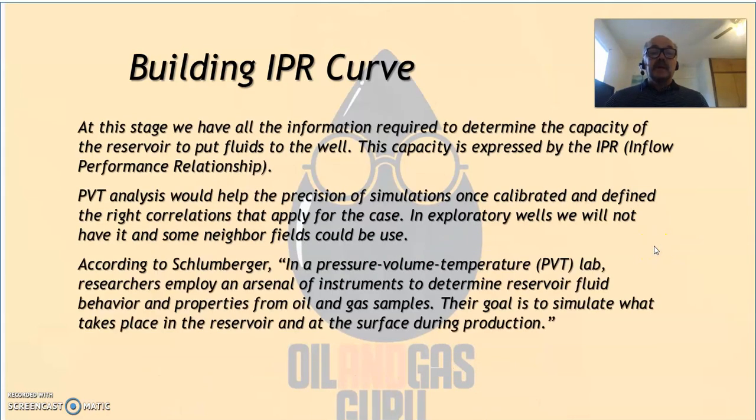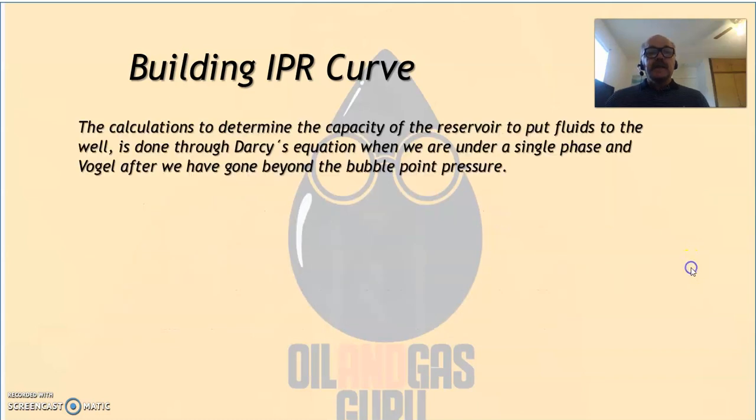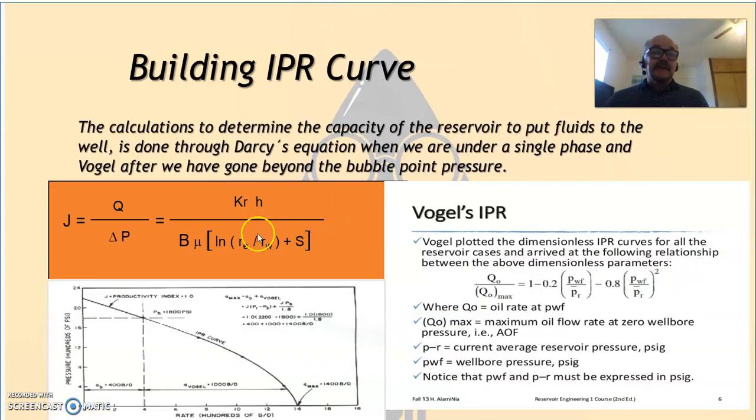So we are ready to start simulating, and if we have a PVT, maybe in an appraisal or an exploratory well we will not have it, but we can have a neighbor well somewhere, a neighbor field. So we start investigating if we can get a PVT, so that we can make our input for the simulations more precise.